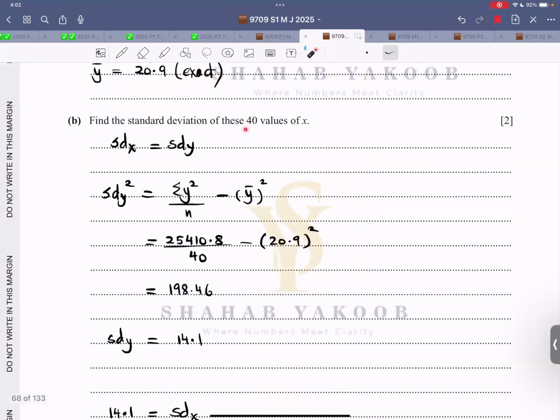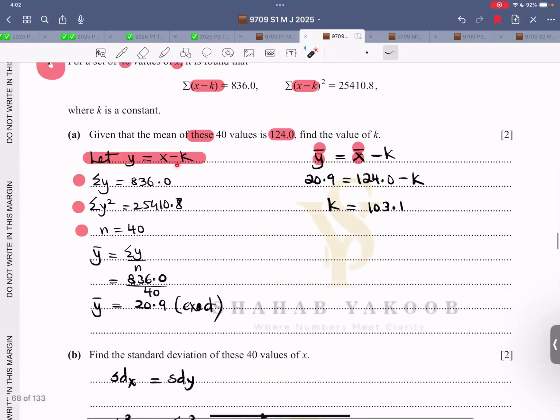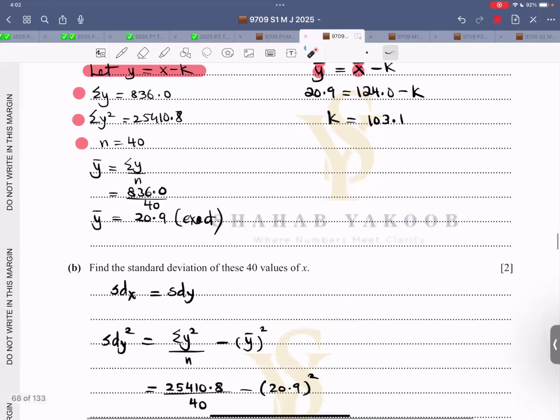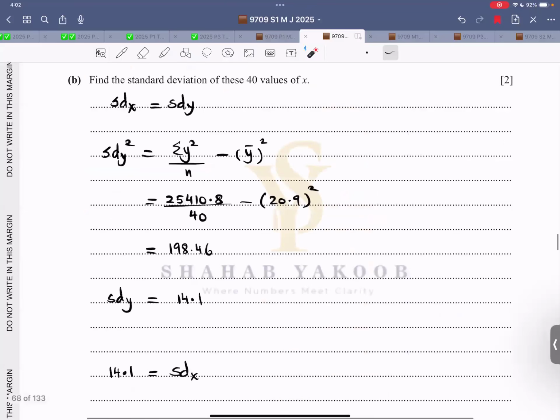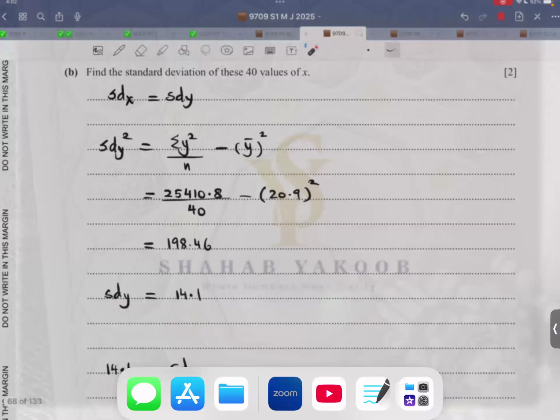What about the standard deviation? Standard deviation for x and standard deviation of y is the same, because when we subtract something, or for that matter, if we add something, the standard deviation remains unchanged. So the formula that I write for variance, st square. Let me just double check one thing.